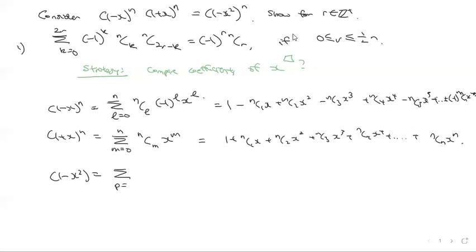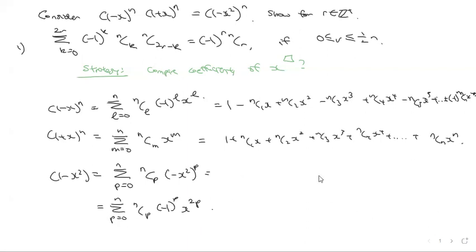And so I'll pick p this time. So the sum from p equals 0 to n of nCp negative x squared to the p. So that, of course, would be the sum from p equals 0 to n of nCp negative 1 to the p x squared to the power of p, which you can then use your index laws to get x to the power of 2p. And so that would be the simplified version.